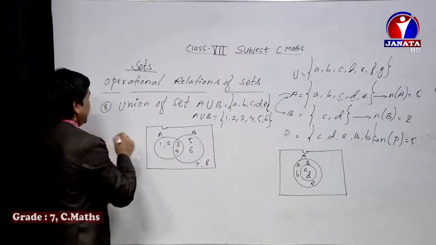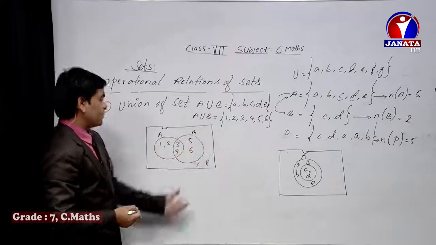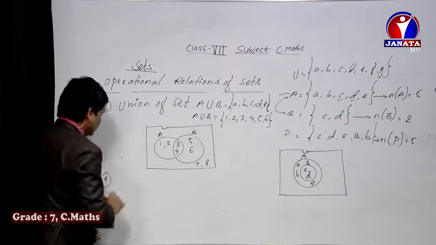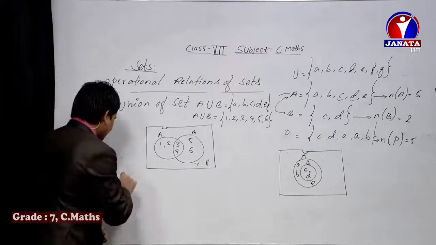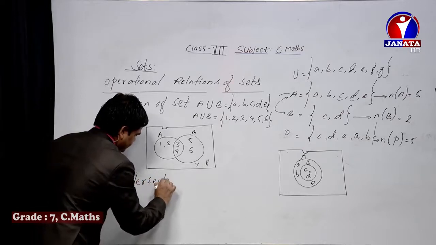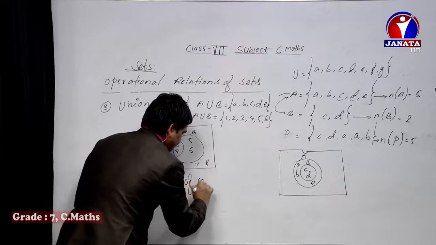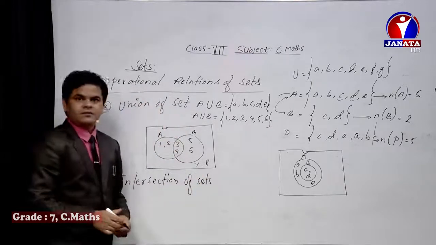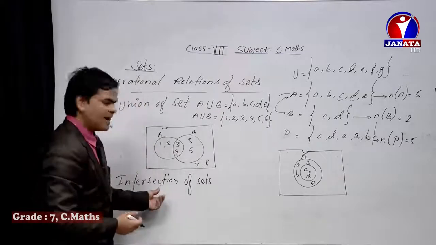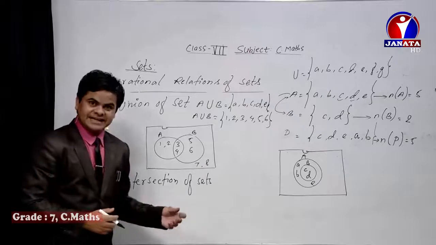Now if you want to see another one, union of sets, you have already learned in class 6 also. So that much only. If you do not understand, later on we'll discuss this. Now number 4, intersection of sets, dear students. You have learned about this as well, but I am revising so that it will be easier in the upcoming days to solve the questions regarding sets.